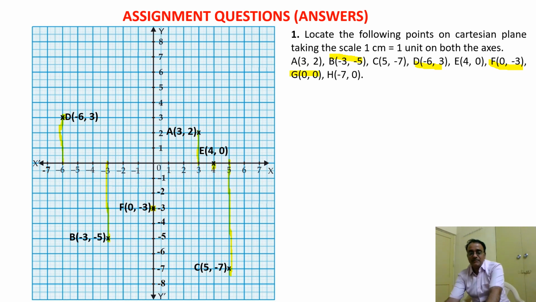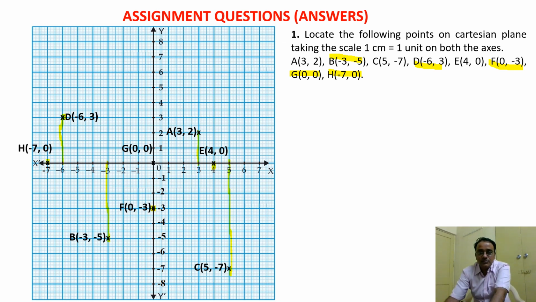Now 2 more are left. G is (0, 0). So 0 is nothing but the origin. So origin यहाँ पर है, दोनों का point of intersection. Okay, now the last one is (-7, 0). Again y coordinate is 0, that means it belongs to the x axis. x axis पे कहाँ पर होगा? -7 पे. So here it will be. So this is the answer of the first question.